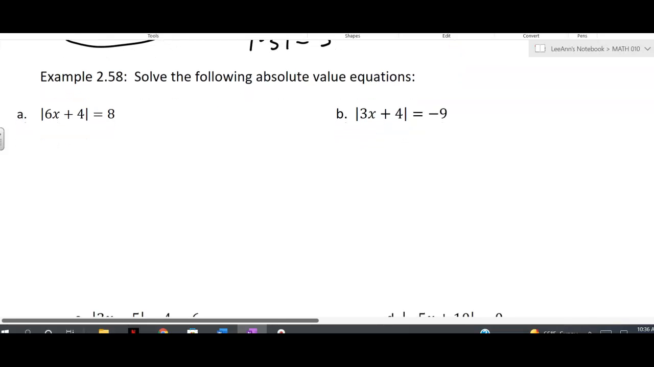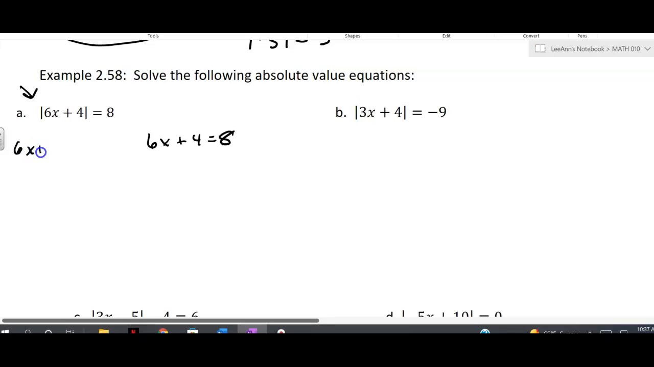All right, so it says solve the absolute value equations. The first thing is to get the absolute value part by itself. Okay, so we say we isolate the absolute value. So here we have the absolute value of 6x plus 4 equals 8. So 6x plus 4 could equal 8. That's true. If it's a positive 8, the absolute value of 8 is 8. But 6x plus 4 could equal a -8.